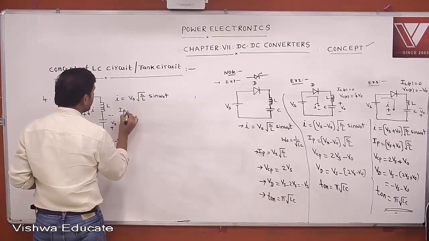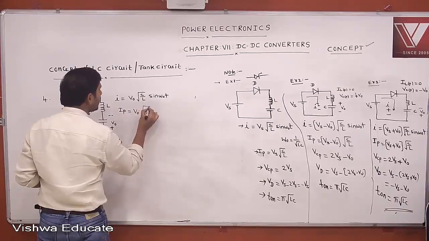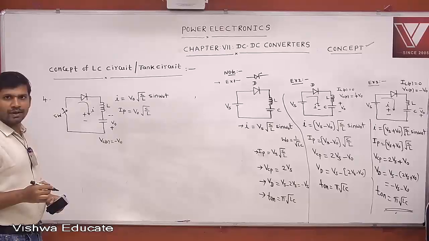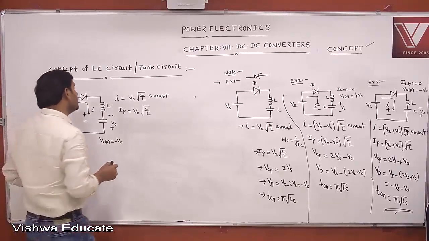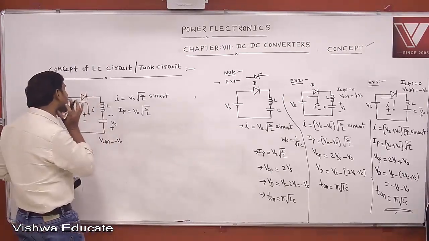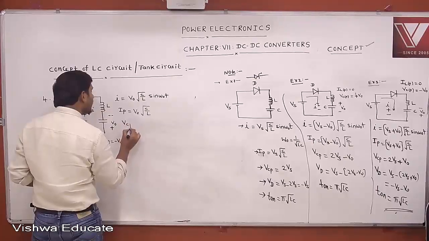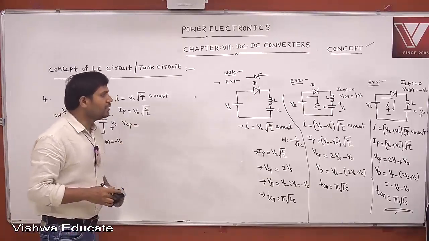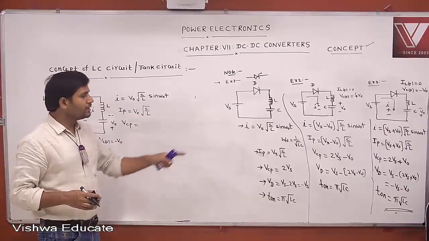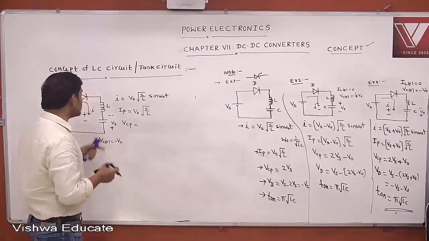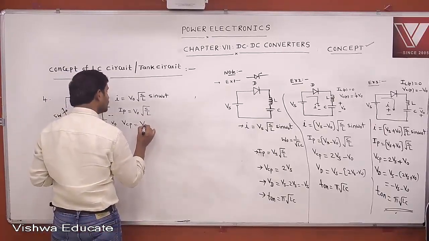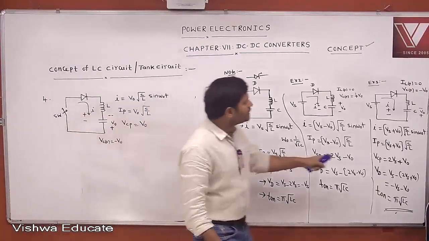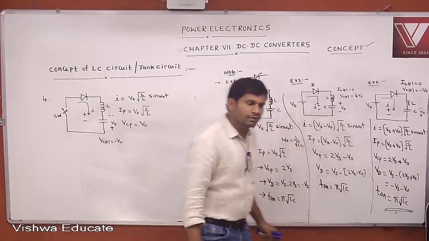Shall we write what is the peak current? The peak current equals V naught into square root of C by L. Clear? Shall we write like this? What is the peak voltage across the capacitor? Since Vs is 0, the peak or maximum voltage is V naught only. You substitute Vs as 0 here, then you get V naught only.